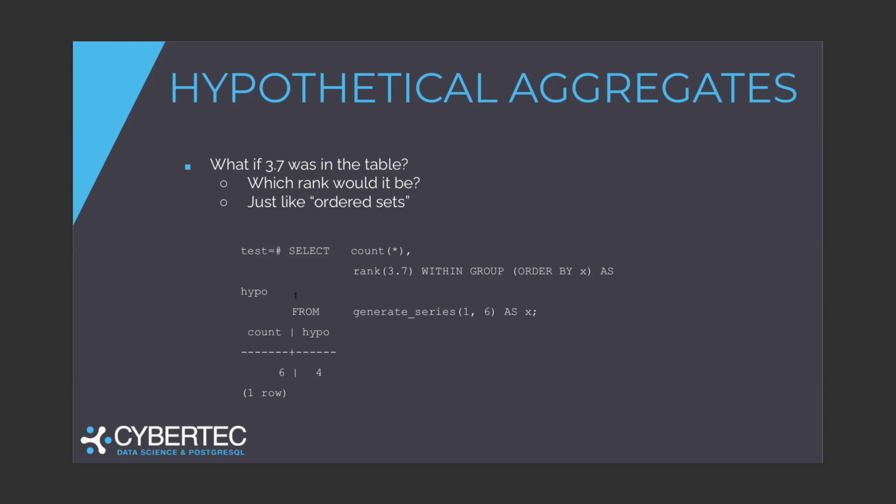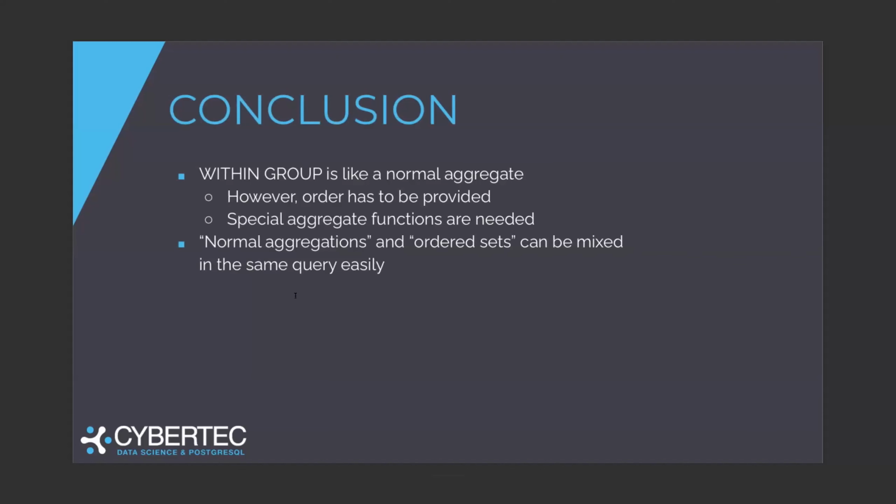It's basically the same. It's like you pass a synthetic value to the rank function, and then you just try to find out, given the order in the within group statement, which rank it would be at the end of the day. So that's a hypothetical aggregate, but it's basically the same concept as this whole ordered set thing that you order inside the group and you perform some calculations on this order, okay? So that's basically it. So the conclusion is within group is just like a normal aggregate, but it needs ordering, right? It's the same thing. It needs special functions. So you cannot do this on sum, min, max, etc. And they can be mixed within the same query. So what you've seen before is with the count function, with the percentile function, you can all do it within the same query. Postgres is gonna take care of that perfectly.